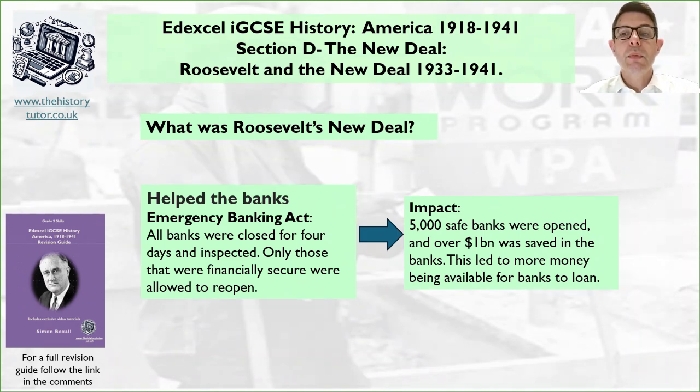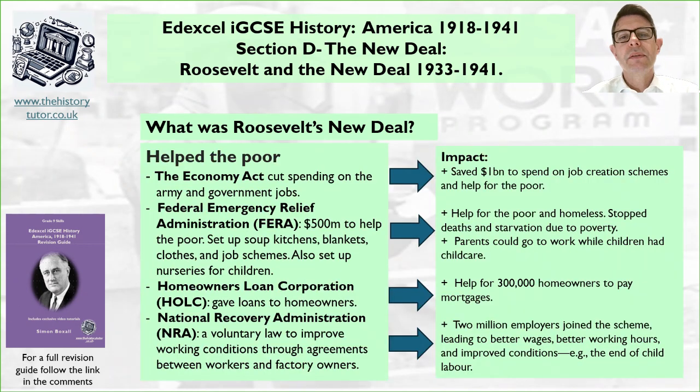This led to the banks having more money to start investing in businesses and loaning to people, and it was safe and secure. It started giving help to the poor, that idea of relief. The Economy Act cut spending on the army and government jobs, saving billions to spend on job creation schemes and to help the poor.